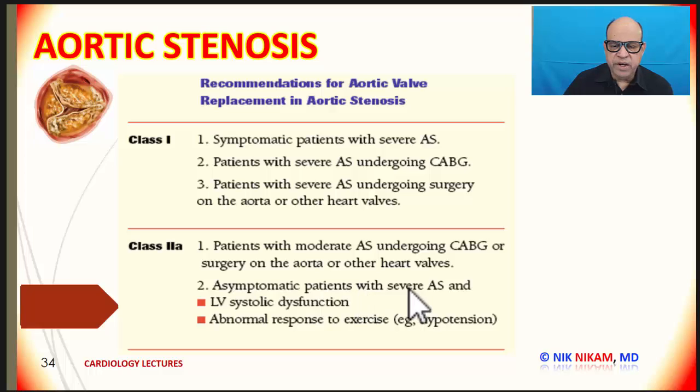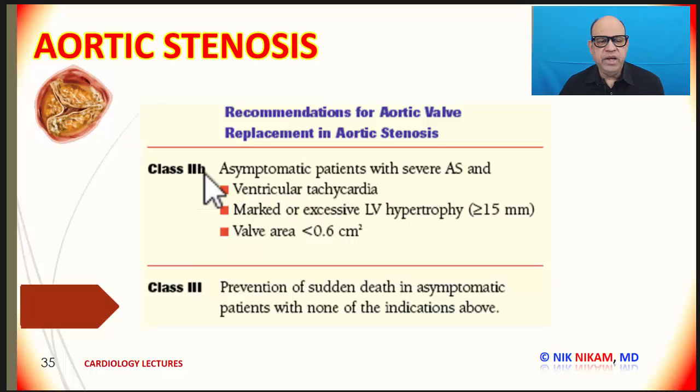Asymptomatic patients with severe aortic stenosis, left ventricular dysfunction with moderate aortic stenosis, or an abnormal response to exercise, such as hypotension or significant arrhythmias. Class 2B indications include asymptomatic patients with severe aortic stenosis who develop ventricular tachyarrhythmias or who have significant left ventricular hypertrophy with a left ventricular thickness of greater than 15 millimeters, or if the valve area is less than 0.6 centimeters squared, even if they are asymptomatic.